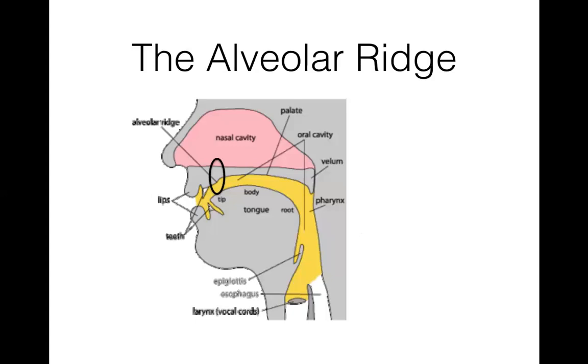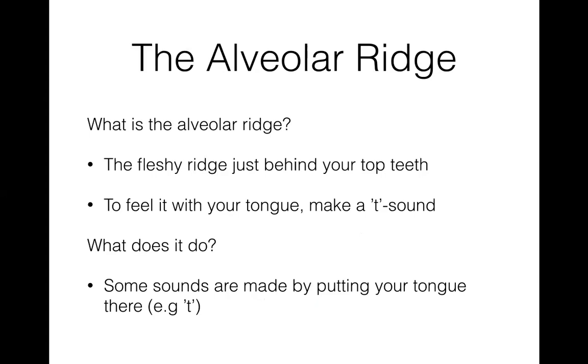And right in front of the hard palate is what we call the alveolar ridge, right? As you can see, it's coming towards the front of your mouth. To feel the alveolar ridge, I want you to make the sound t, t, t, t, t. The tip of your tongue is touching the alveolar ridge of your mouth, okay? When you say t, that fleshy ridge just behind your top teeth is the alveolar ridge, okay?